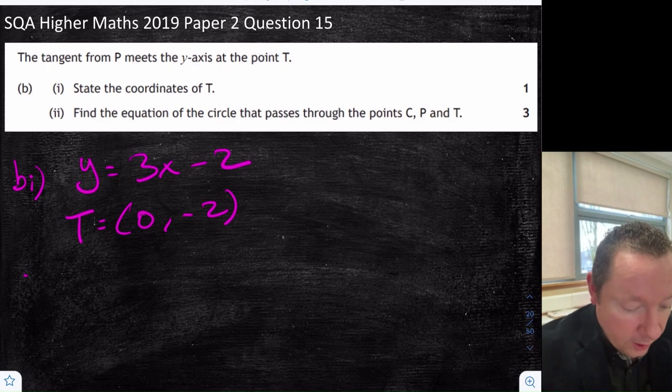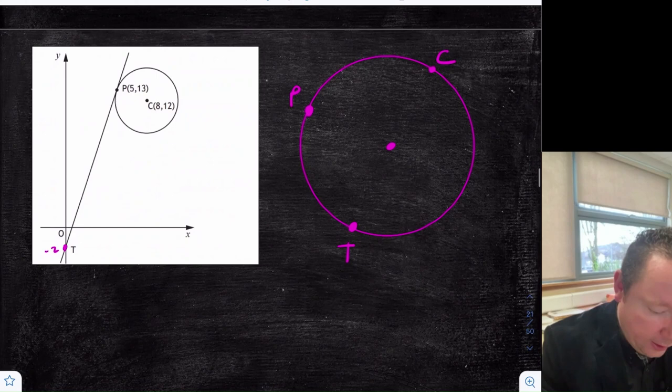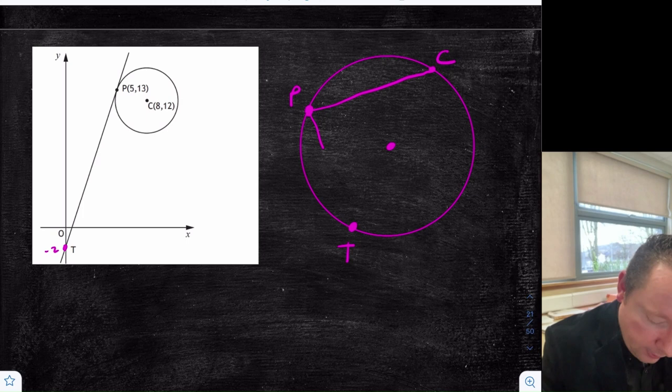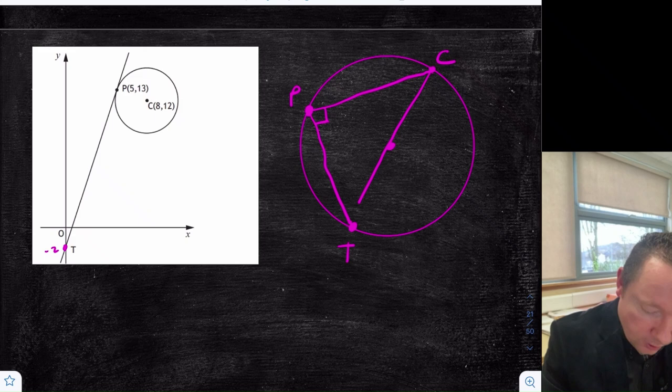Part B2 says, find the equation of a circle that passes through the points C, P, and T. So if we've got the picture of it here again, we've got C, P, and T, and we're saying that there's some circle that goes through all three of these points, a bigger circle. I've not drawn an accurate sketch of this, but we know that this is a right angle, at P. That only happens in a circle when we make a triangle, and that would be the diameter. So we now know that CT is the diameter.